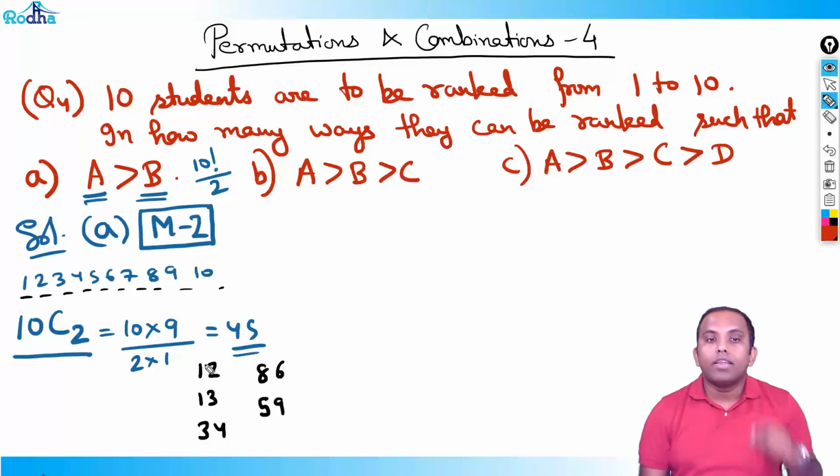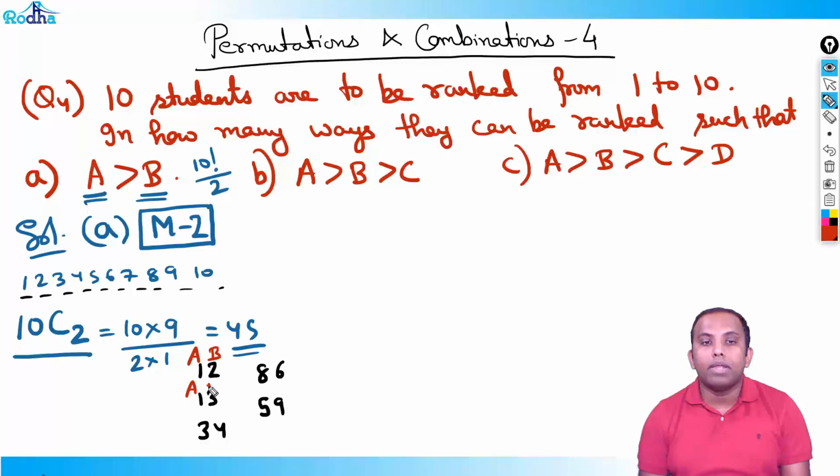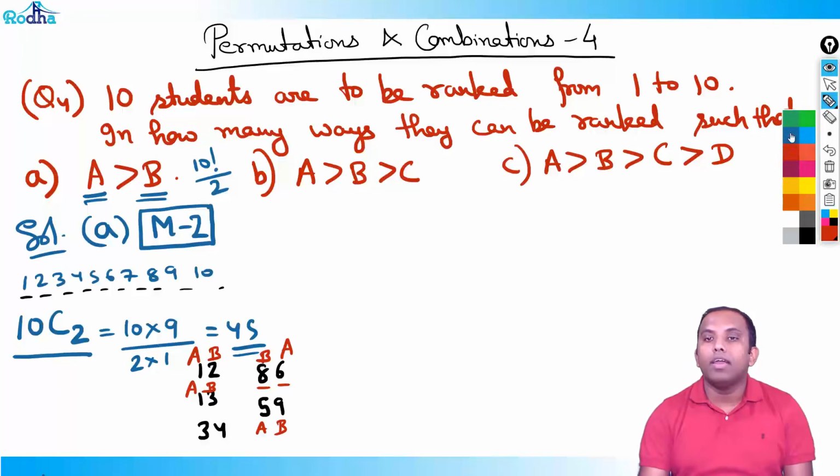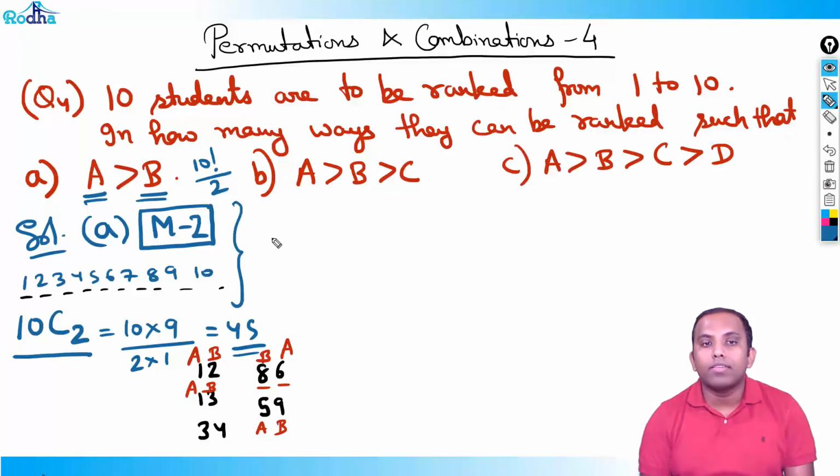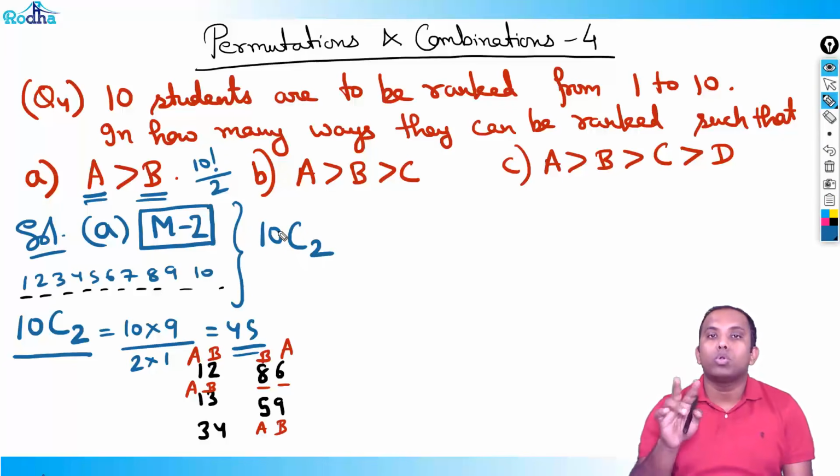Now, if you take ranks 1 and 2, you need to place A and B here. Obviously you'll place A at 1 and B at 2, because A has to be above B. If you pick ranks 1 and 3, you'll place A at 1 and B at 3. If you pick ranks 8 and 6 as one pair in 10C2, A will be at 6 and B at 8 because A has to be ranked above B. If you take 5 and 9, A has to be 5 and B has to be 9. That basically means that out of 10 different ranks, I can select any 2 ranks in 10C2 ways, so I can form 10C2 different groups of 2 ranks.